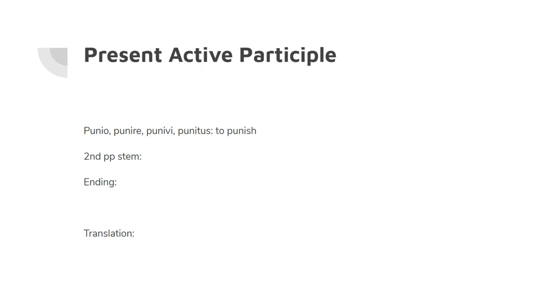Punire, P-U-N-I-R-E, is our second principal part. It is also called the infinitive. And to get the stem, as your notes should say, you take off the last 3 letters. So take a second here. What are you left with?